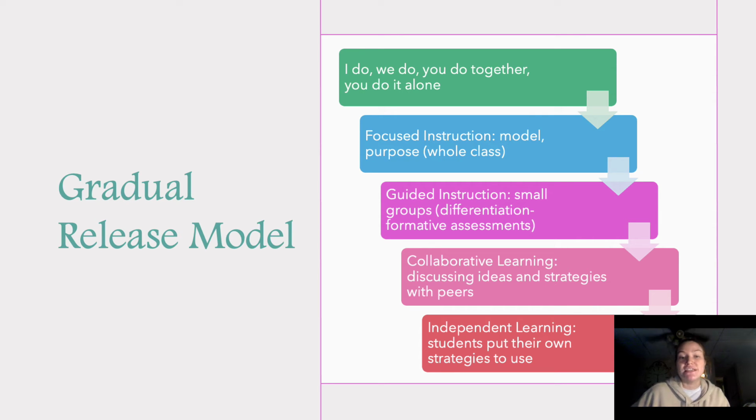And for the gradual release model, it doesn't have to be linear. It doesn't have to go I do, we do, you do together, you do alone. It could be kind of non-linear. You can mix it up a little.